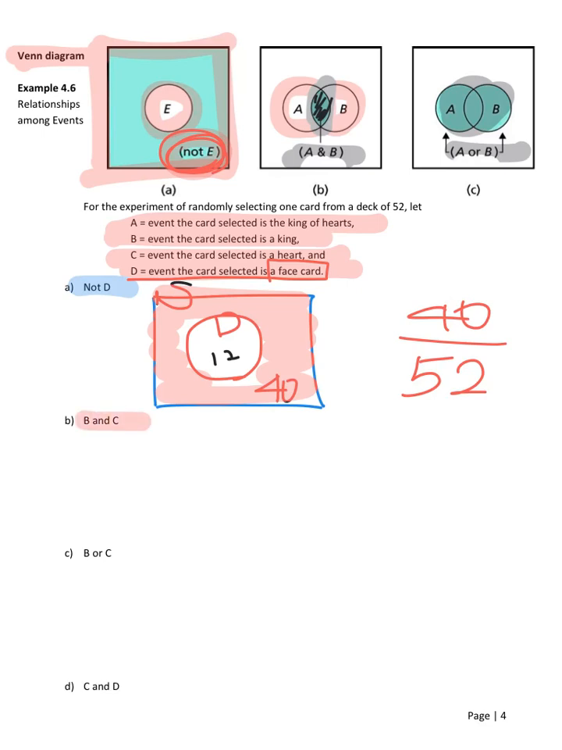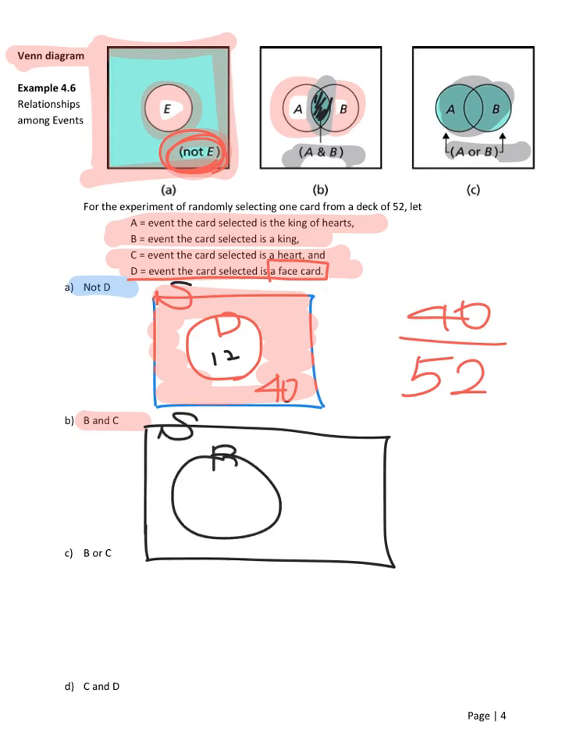B and C. Let me make the Venn diagram. Rectangle, sample space. Here's a B. Here's a C. Who was the B? King. Who was the C? Heart. Let me ask you, who should be in the middle? B was king, C was heart, then who should be in the middle?